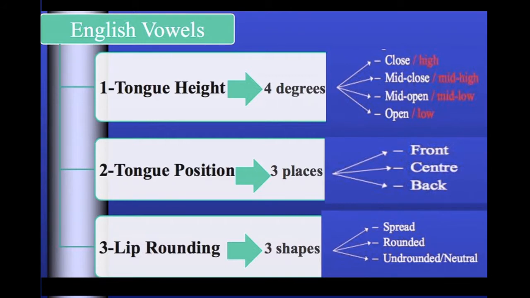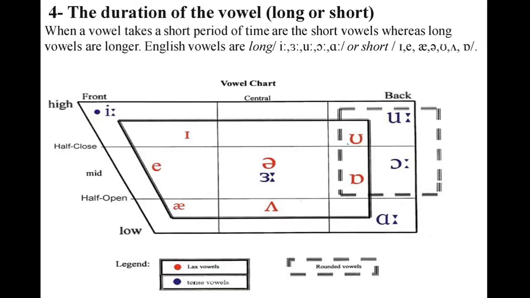So in terms of vowel description, there is still a fourth point, which is the duration of the vowel, long or short. When a vowel takes a short period of time, it is a short vowel, whereas long vowels are longer. English vowels are long or short, as we have mentioned earlier.